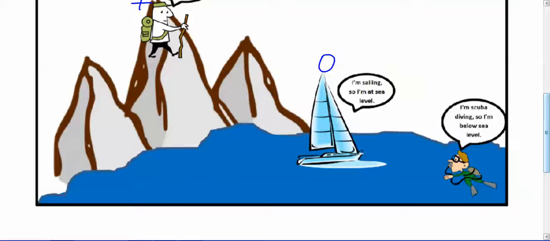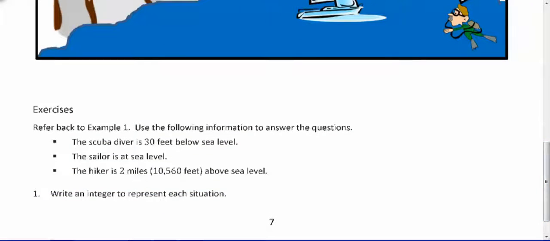Ava. Negative. Very good, negative. Okay. All right, so now we're going to take these situations and turn them into integers.